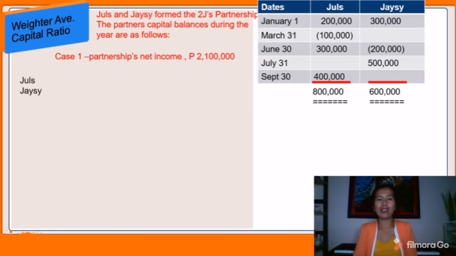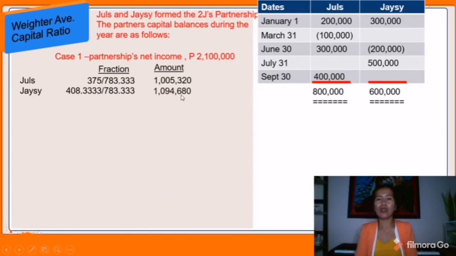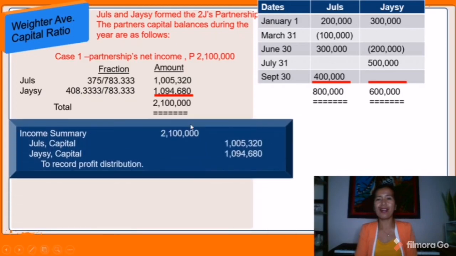And like what we did in the previous capital ratios, we can now have the fraction of our partners, Jules and JC. So that's it. How do we get the 783? That is the sum of these two. And the respective share is this one. 1,500,320 for Jules. How do you compute that one? That is 375 divided by 783.333 times 2,100,000. And the same procedure will apply to JC. And the total is 2,100,000. And this is our entry.